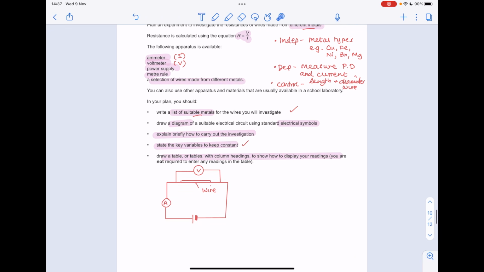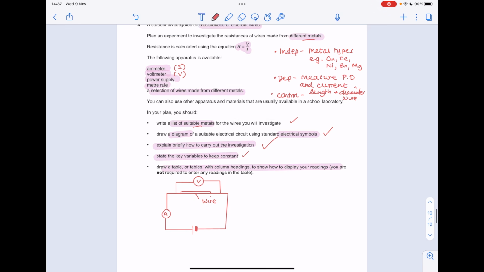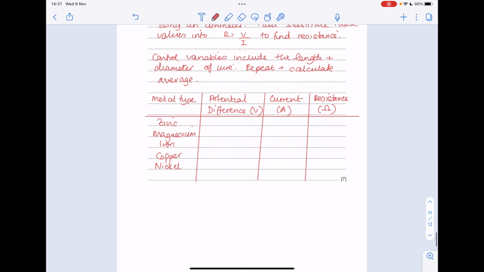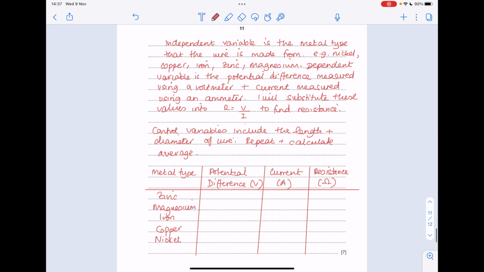Then always check back. Have you provided suitable metals? Yes. Have I provided a diagram using standard electrical symbols? Yes. Have I briefly explained how to carry out the investigation? Yes. Have I said what variables I'm keeping the same? And have I drawn my results table? So I'm hoping, therefore, and I know I have got 7 whole marks, and that really didn't take too long.